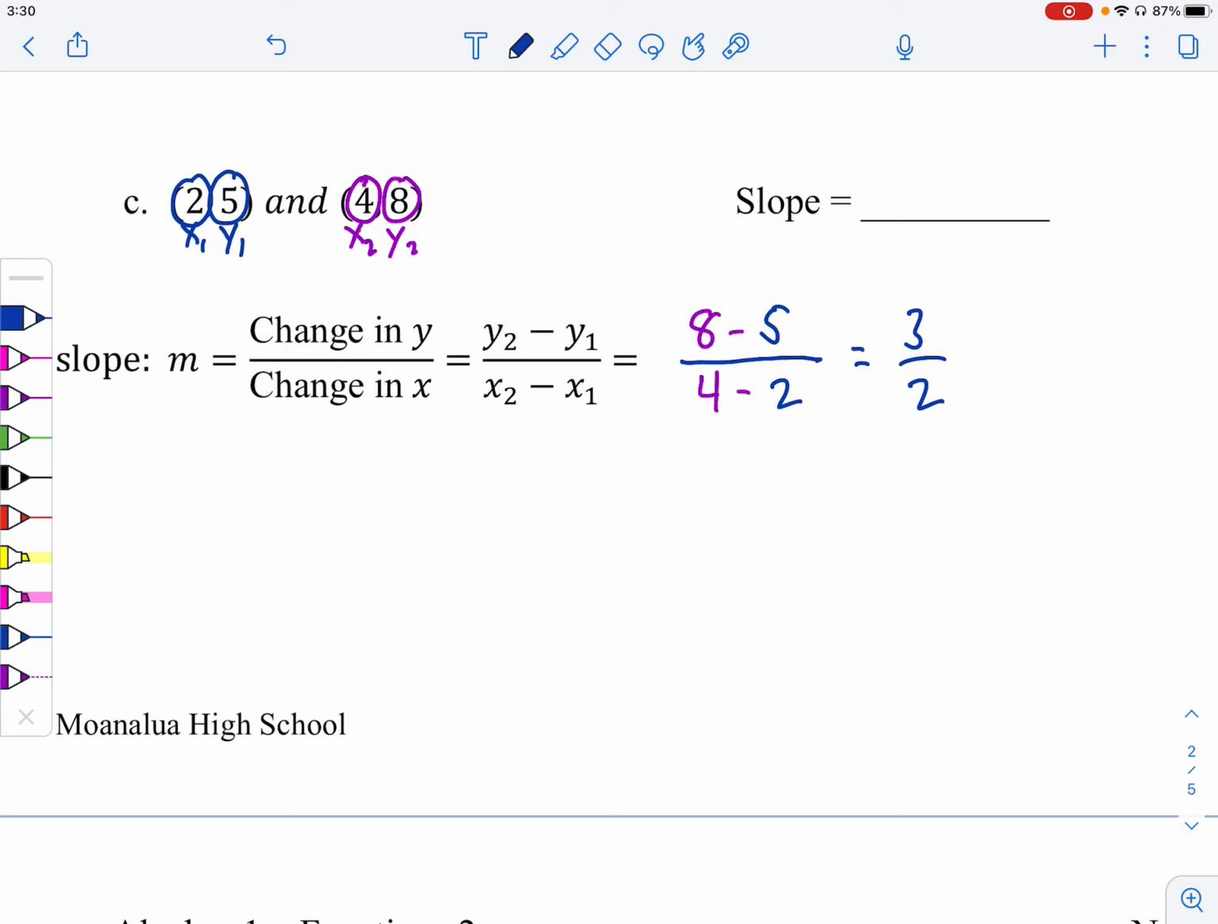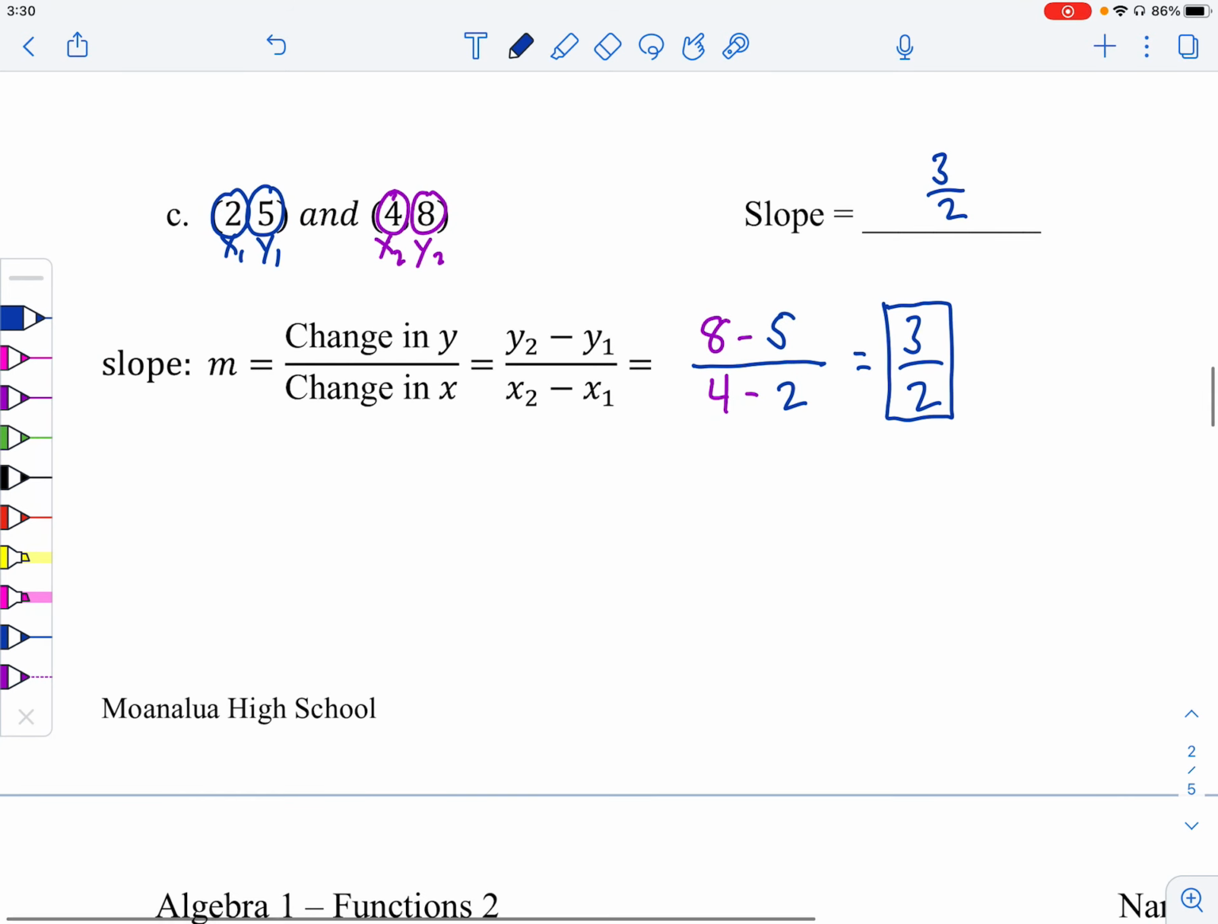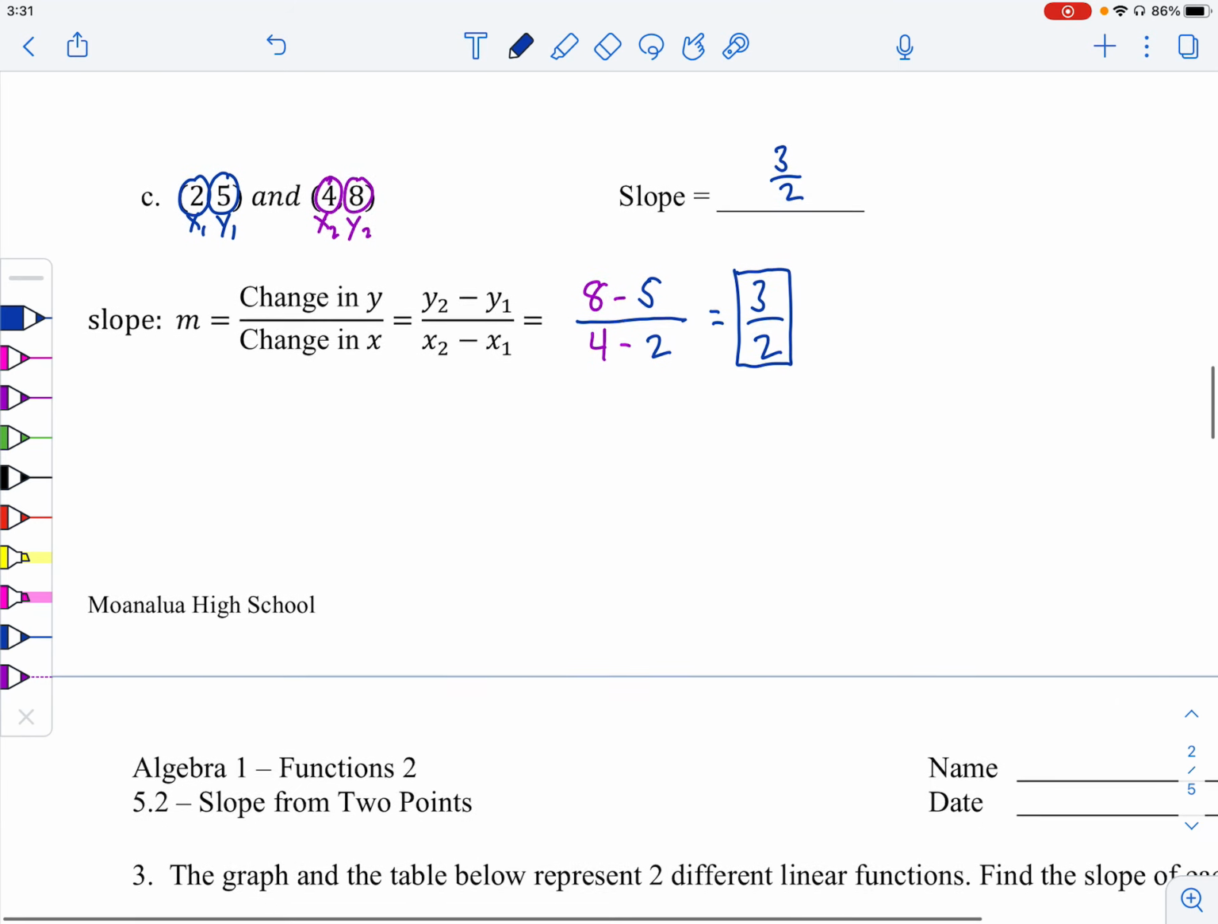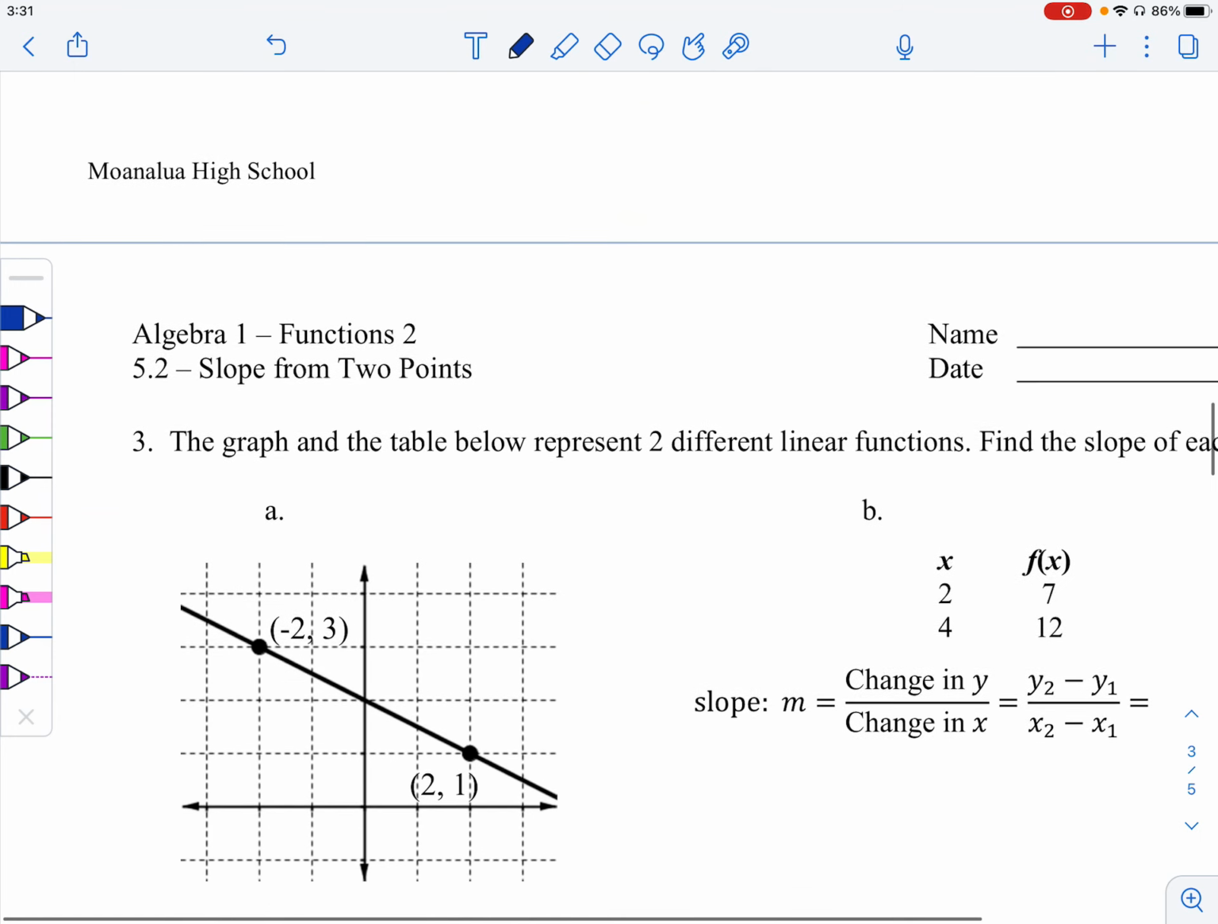And then 3 divided by 2 is a fraction or a decimal. So we just leave it in fraction form, 3 over 2. If we cannot reduce it, we leave it the way it is. Don't change it into a decimal, because we want that rise over run, the 3 over 2. So keep it that way.